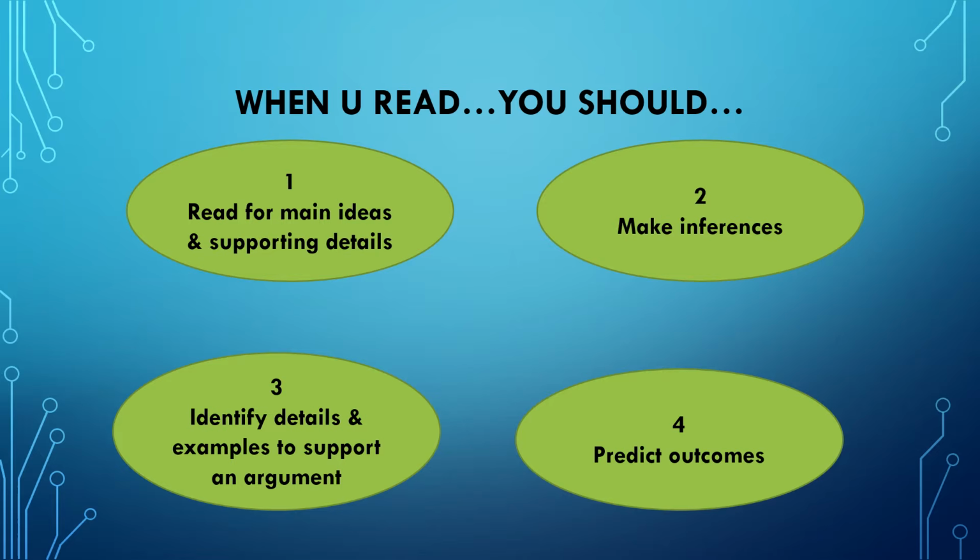And number 4, to predict the outcomes. Okay, so some sort of like number 2, making inferences. This is also to predict the outcomes based on the information given. Okay, number 2 and number 4, you are not making inferences or predicting the outcomes out of nowhere. You are actually basing it on the information given, or like I said just now, reading between the lines.